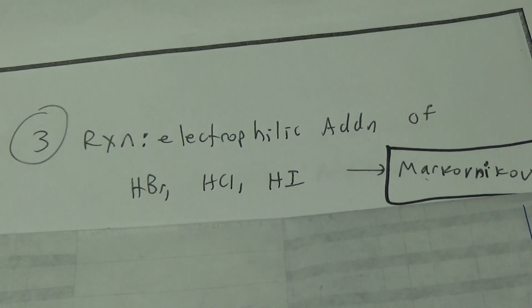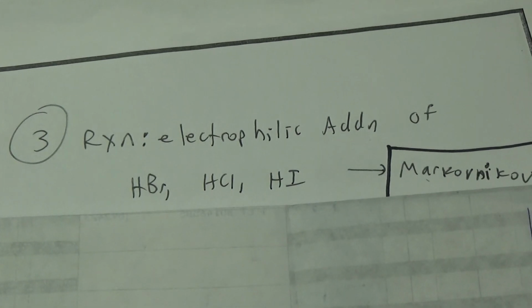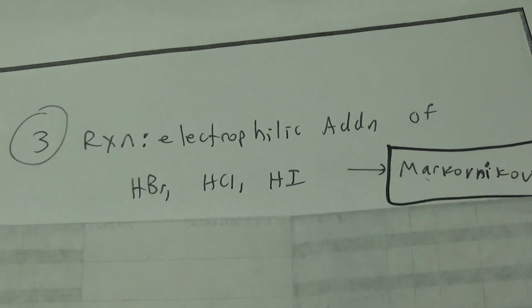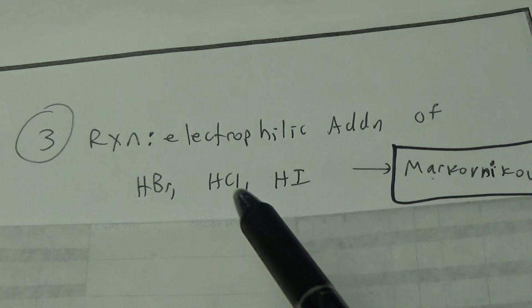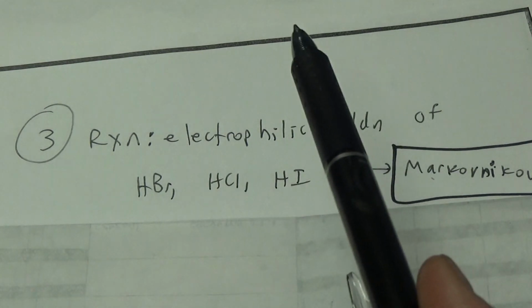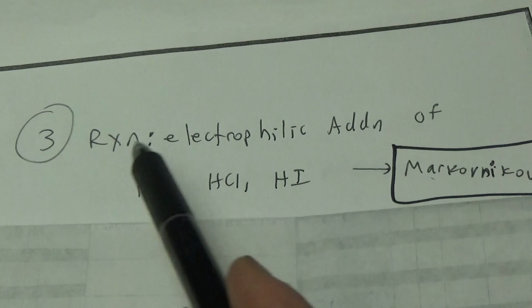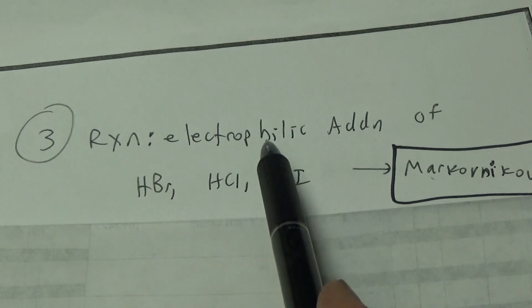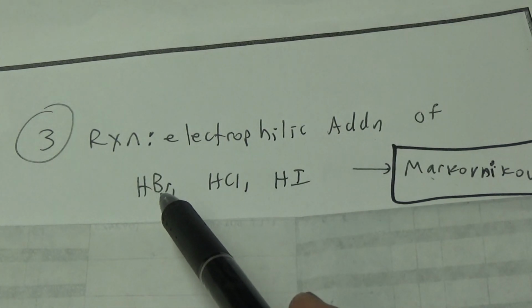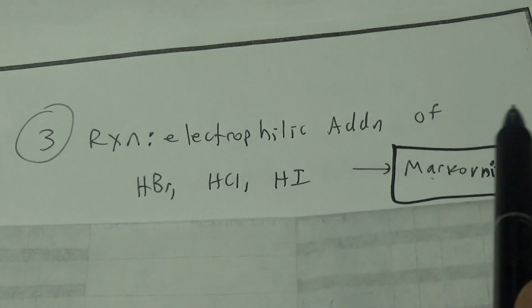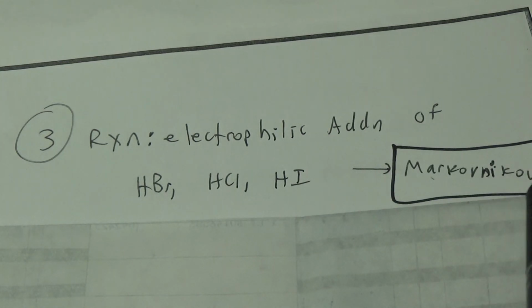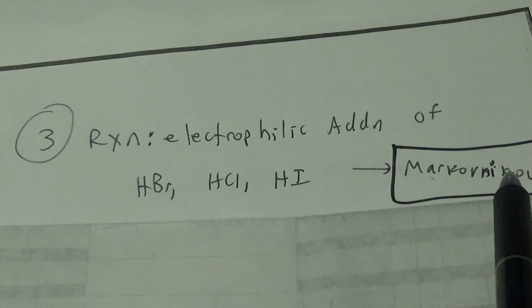Hey everybody, we're continuing chapter 12. Got some reactions to talk about for alkenes that we started talking about last time, and right now we're on number 3, which is electrophilic addition of halogen acids like HBr, HCl, HI, and we call these Markovnikov. I don't know if you remember that. What does Markovnikov mean?